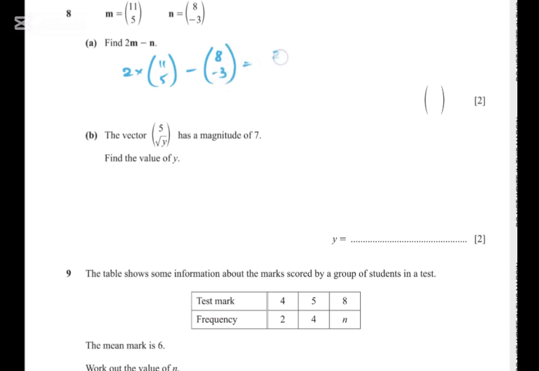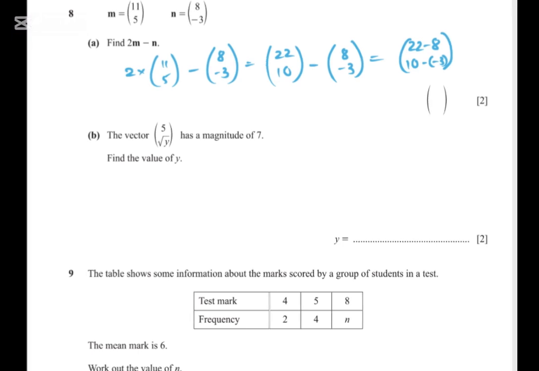So 2 into 11 is 22, 2 into 5 is 10, minus of (8, -3). So 22 minus 8 and 10 minus of minus 3. 22 minus 8 will be 14, sorry. And 10, this becomes plus, and it is 13. So (14, 13) is the answer.